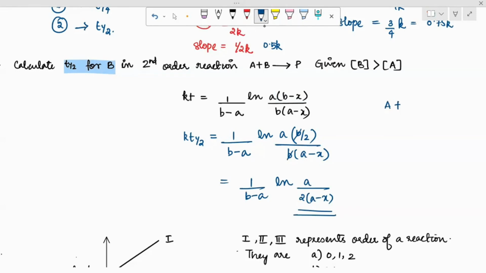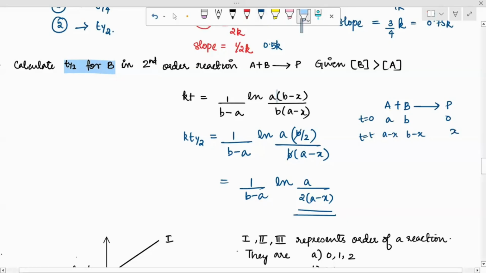Understand that if you have any reaction A plus B giving product, initially the concentrations are A, B and 0. Finally, the concentrations are A minus X and B minus X. So, in the question, what we have to do? We have to substitute for B minus X as B by 2, because we have to calculate the T half for B. So, T half for B means the concentration of B will become B by 2.